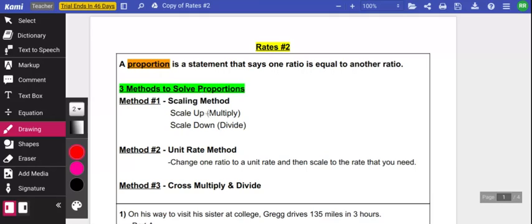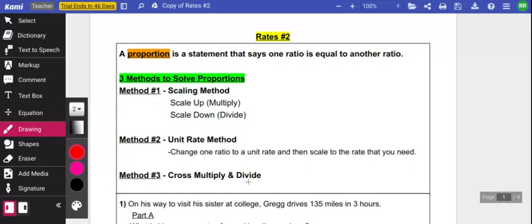Number 2, we can use the unit rate method, where we change one ratio to a unit rate and then scale to the rate that we need. Or number 3, we can cross multiply and divide.